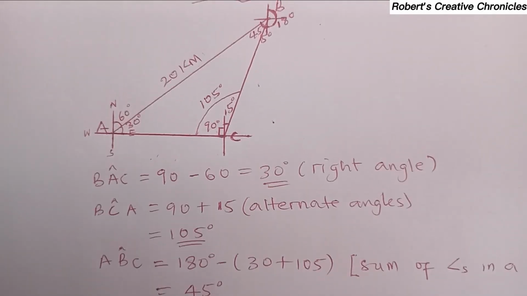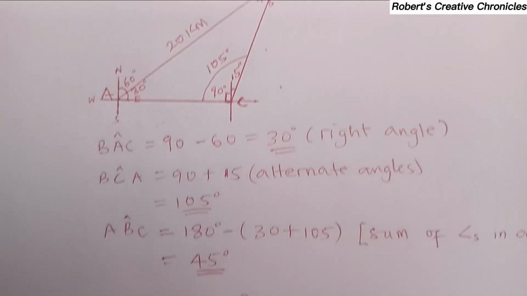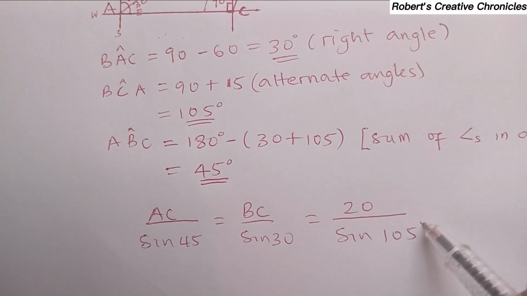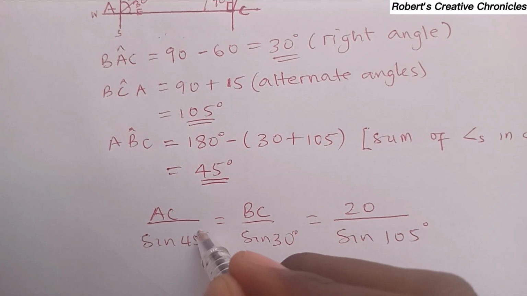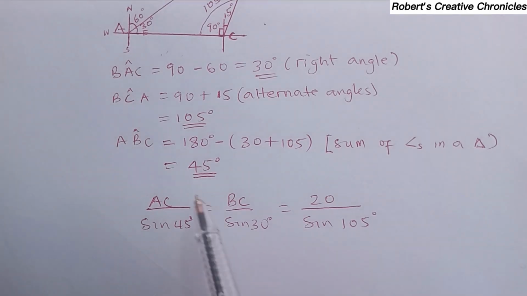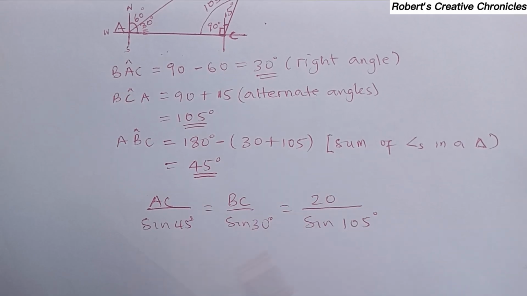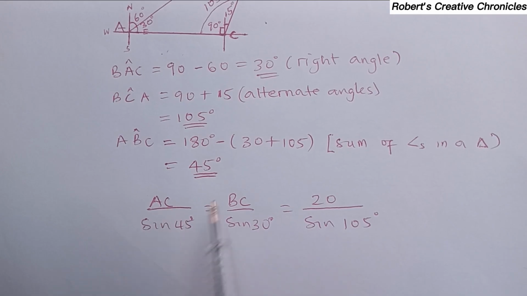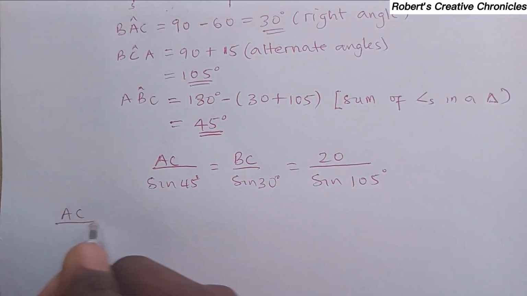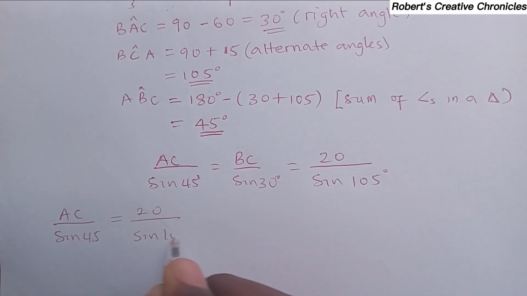to be equal to 20 over sine 105 degrees. So this is the sine rule. So now to find AC and BC, we will take this and equate it to this, and we'll take this and equate it to this individually. So we'll solve it two by two. So the first one is AC over sine 45 equals 20 over sine 105.